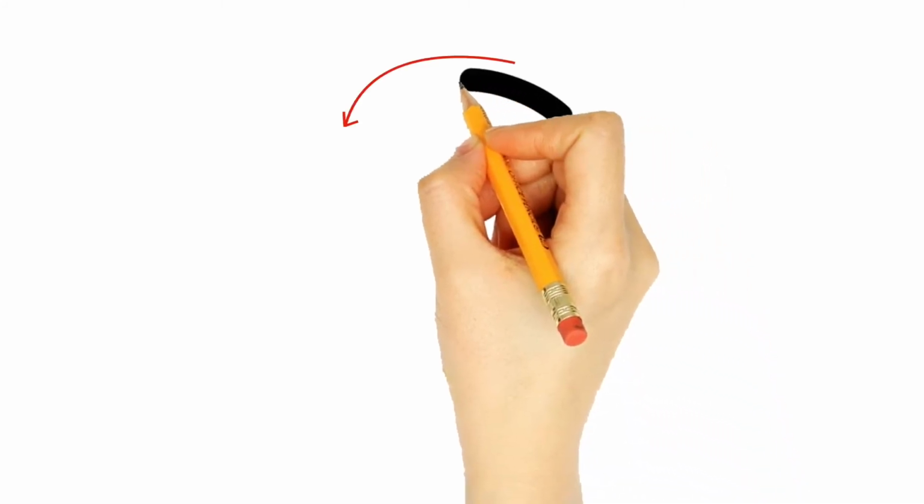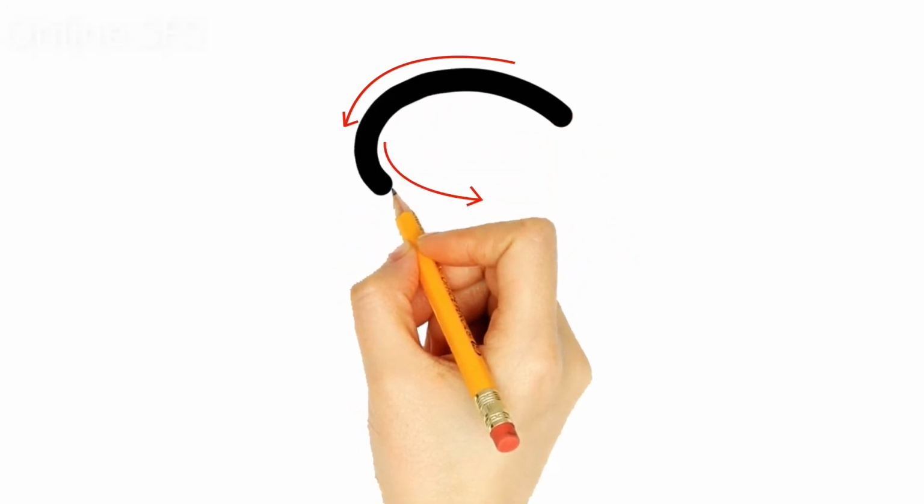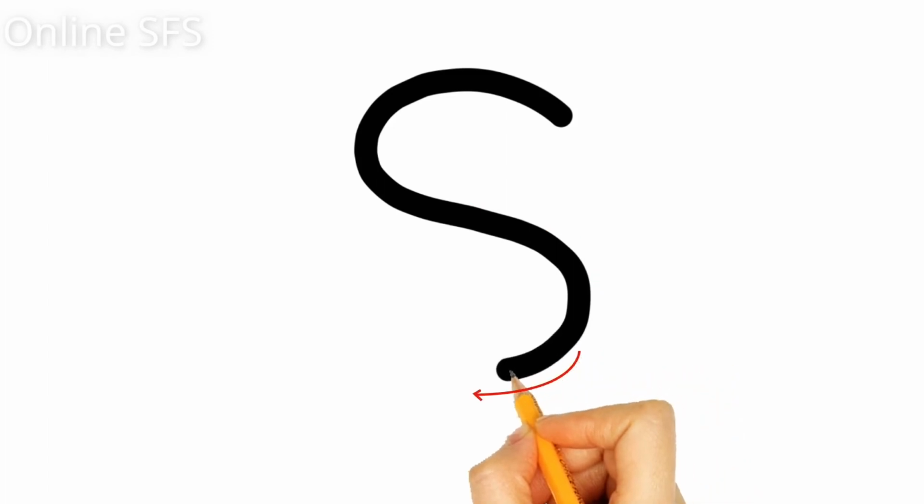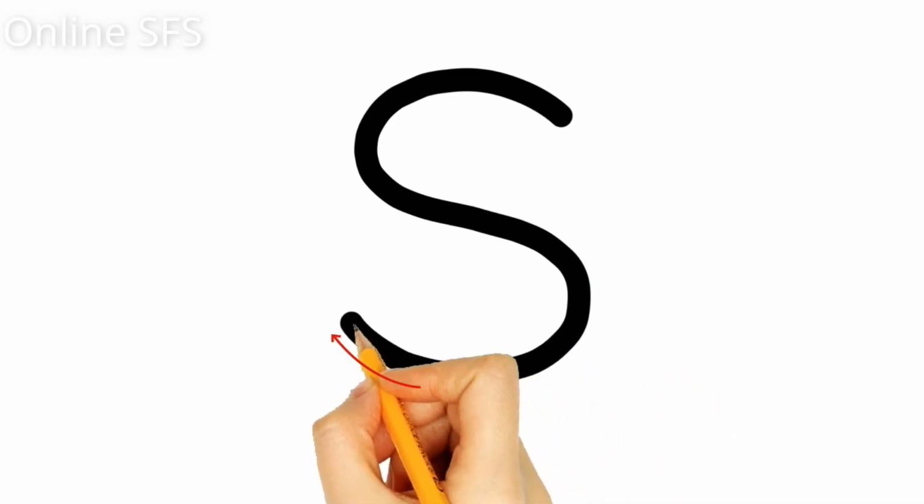Let's see how we write s again. We start from the red dot. Make a small curve to the left in and a small curve to the right out.